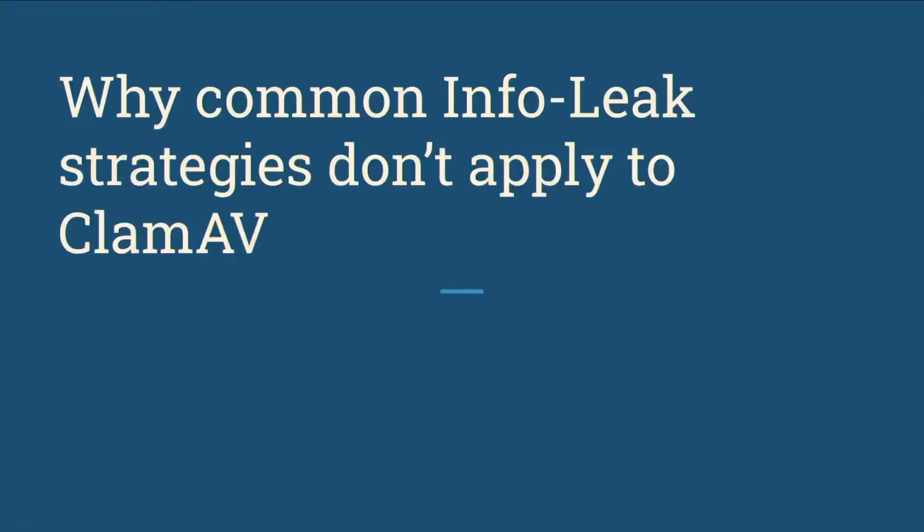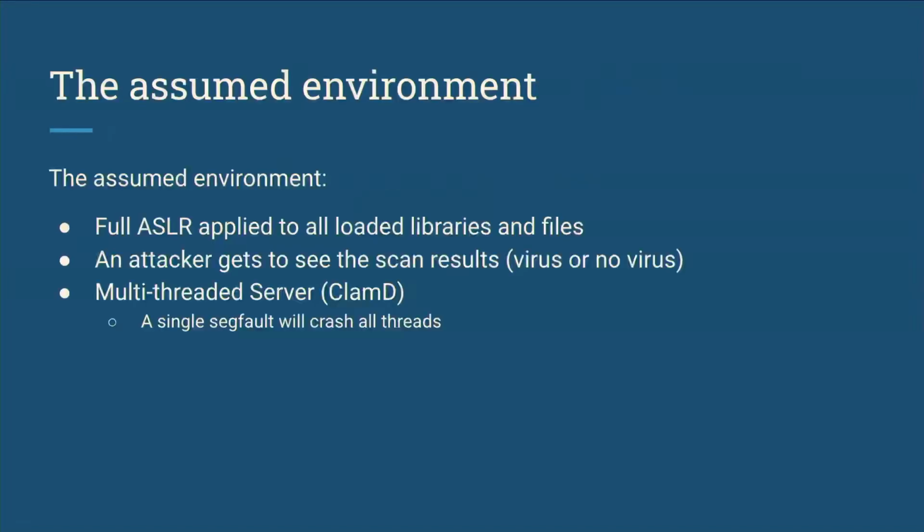So why do common InfoLeak approaches not really work for ClamAV? So let's just assume an environment. In this environment, full ASLR is applied to loaded libraries and files. An attacker gets to see the scan result. So let's say they upload a file on a web form, and then the web application in the backend scans it with ClamAV and tells them, no, there was a virus detected, or there was an error, or no error. And then we also assume the upstream ClamD multi-threaded server mode, which just runs with multiple threads, which means if you cause a seg fault, the entire thing is gone and it will need to restart.